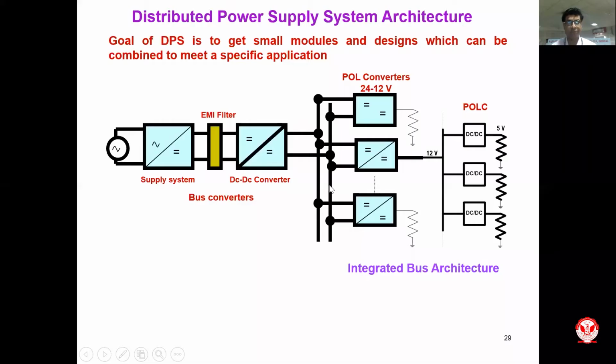You are having a 48 volt grid here, then it can be stepped down to 12 volts. So this can supply, if you need a 12 volt load, directly can be connected here, as well as if the load requirement is further down to 5 volts, you can still place another set of DC-DC converters to bring it down to 5 volts.